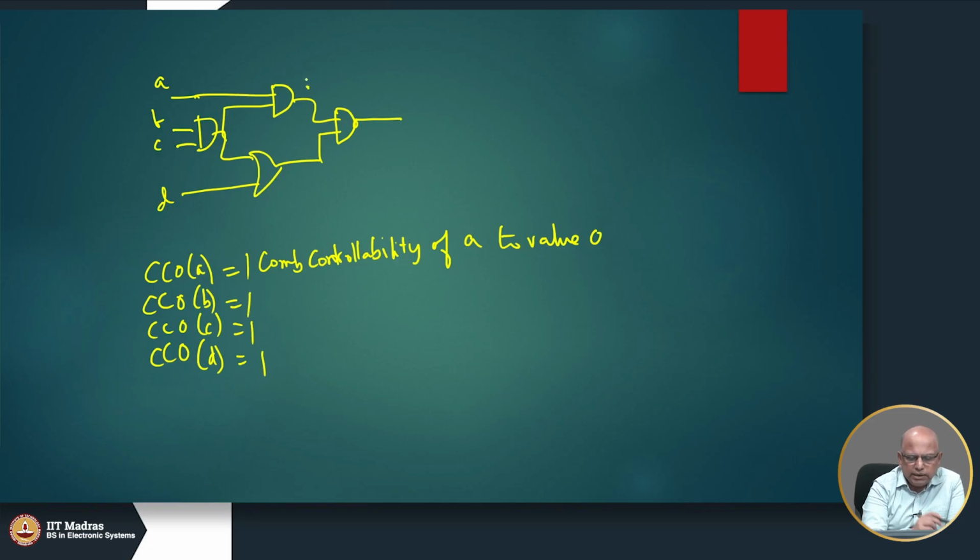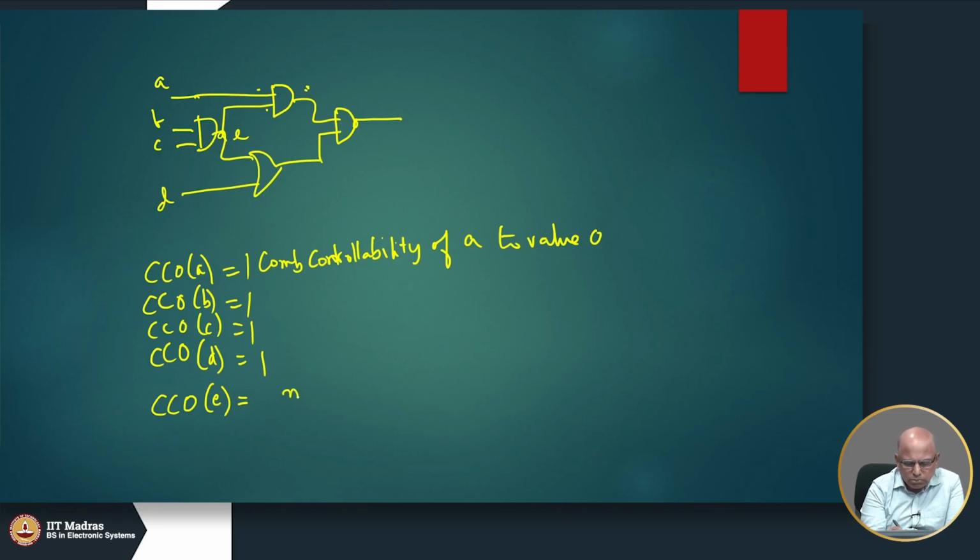Now, let us look at this AND gate. If I have to control this to 0, then I can either control A to 0 or this wire to 0. Okay. Let us look at this wire here. Let us call that E. What is the combinational controllability of E to 0? How do I control E to 0? I will either set B to 0 or C to 0, and I will choose the easiest of the two.